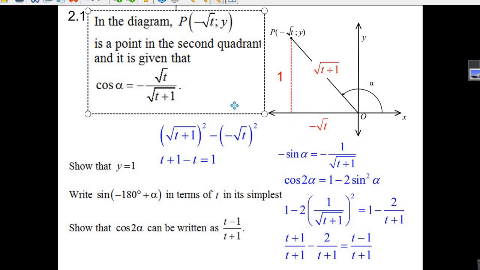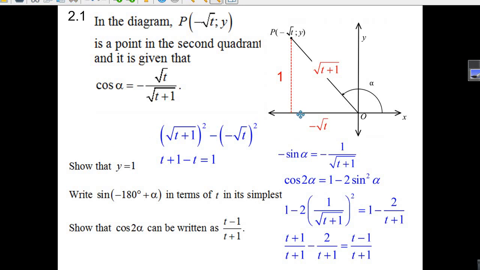Counterclockwise down this way. So you're in the third quadrant where sine is negative. So the answer to this, the sine of this, is minus sine alpha. So I know it's a negative answer. But what is the sine? Well, it's opposite over hypotenuse. So it must be minus 1 over root t plus 1.